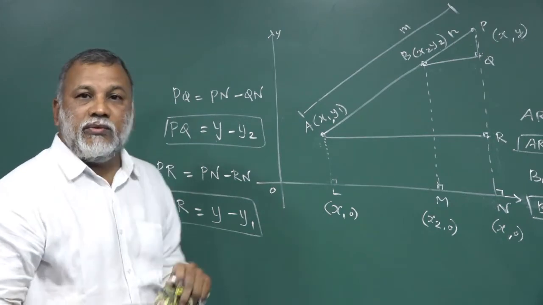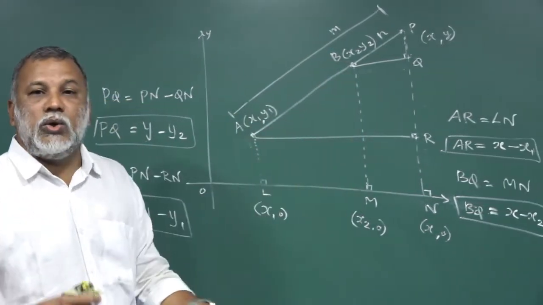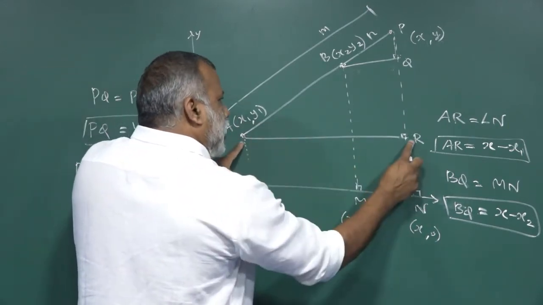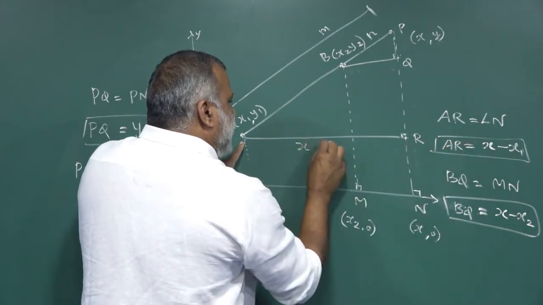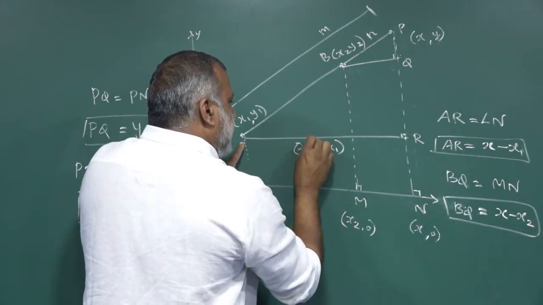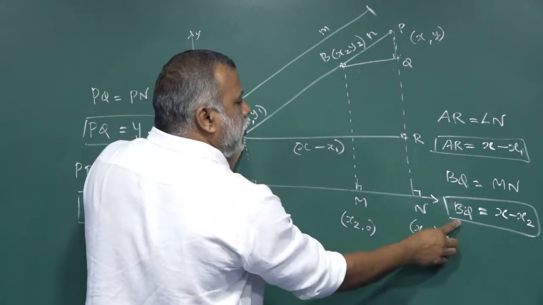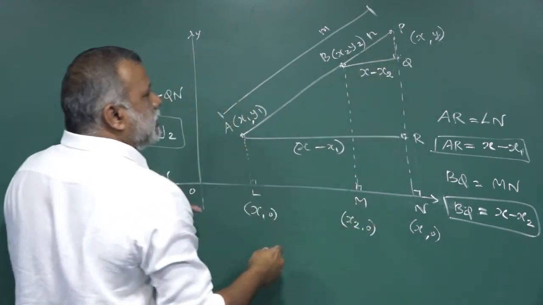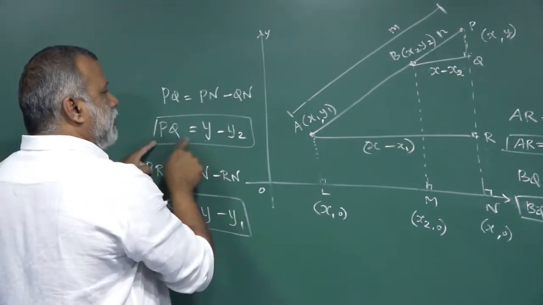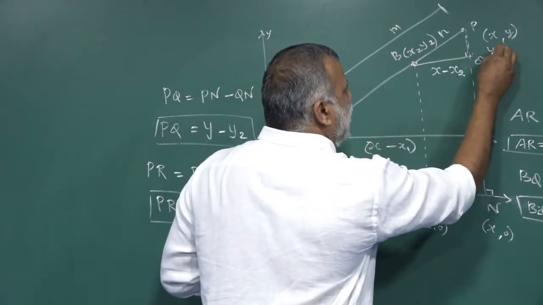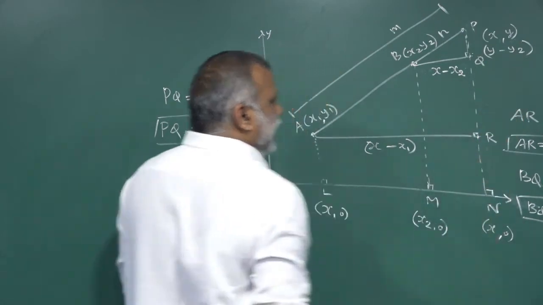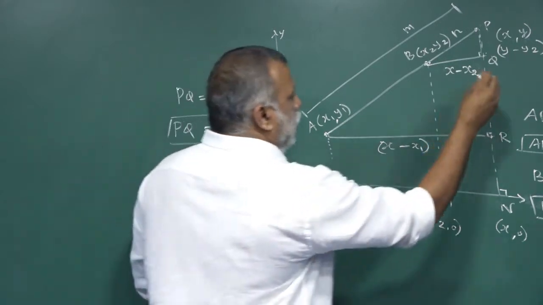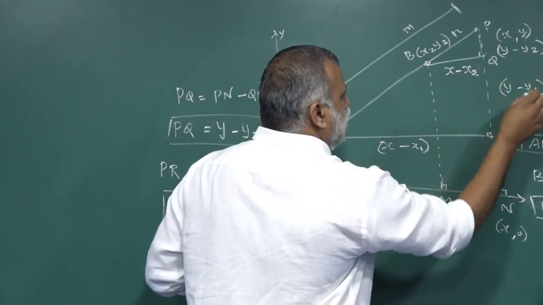So dear students, we are able to work out 4 unknown quantities. What are the 4 unknown quantities from this diagram? AR was unknown; just now we worked out that it is x minus x1. In the same way, BQ we just worked out is x minus x2. Then PQ, we just worked out, is y minus y2. Then another one we worked out, PR. What is the value of this distance PR? PR is y minus y1.